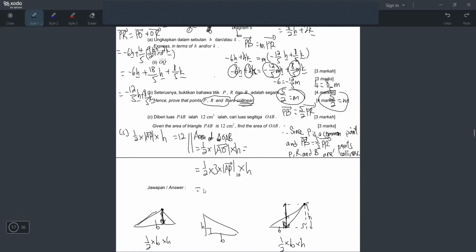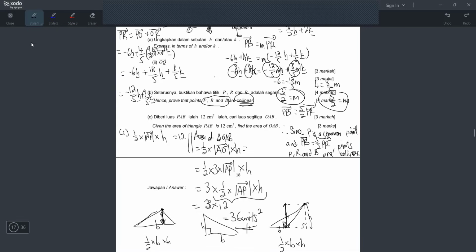All right. And we can actually write this like this: 3 times 1 over 2 times magnitude of AP times the height. And if you look at this whole thing, isn't this just 12, right? So it will be 3 times 12, and you will end up getting 36 units square. This is the answer, all right?